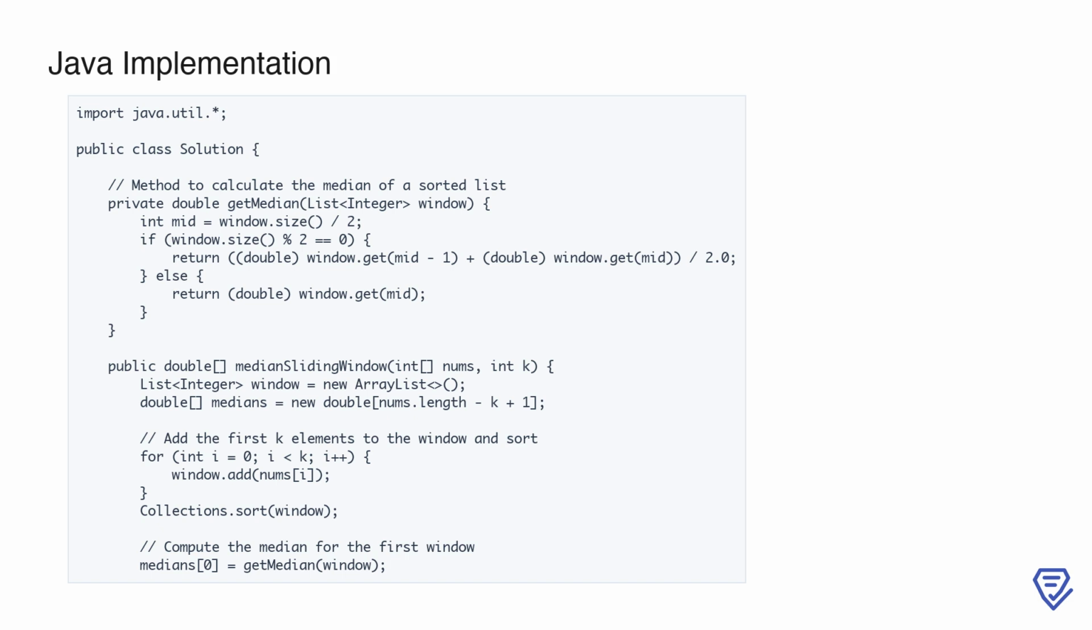Next, the median sliding window method is defined. This method takes an integer array nums and the window size k as inputs, and it returns an array of medians for each sliding window. To start, we declare a list called window to represent the current sliding window and a double array medians to store the calculated medians. The first loop iterates over the initial k elements of the input array, adding them to the window list. Afterward, the window is sorted, and its median is calculated using the getMedian helper method. The median of this first window is stored in the first position of the medians array.